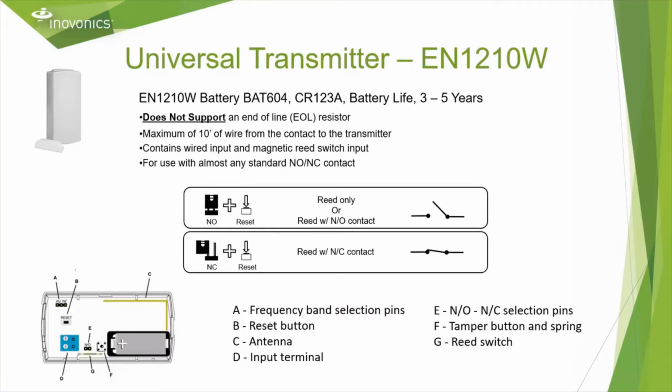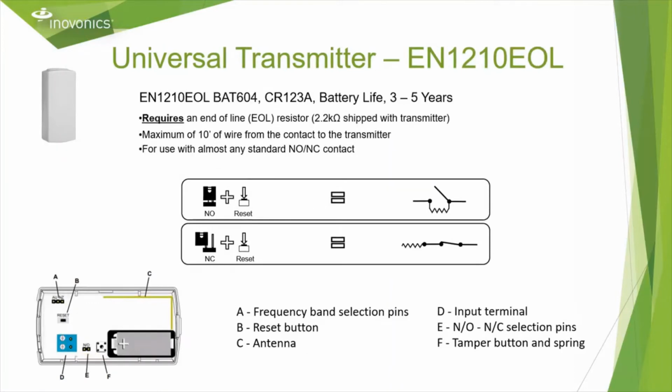The EN1210W has all the same functionality of the EN1210 with the added benefit of a magnetic reed switch to be used as a built-in door window sensor. The EN1210 EOL is our next one, and this transmitter takes an EN1210 and adds an end-of-line resistor to supervise the line between your contact and our transmitter. All Inovonics transmitters that require an end-of-line resistor come with a 2.2K ohm resistor.